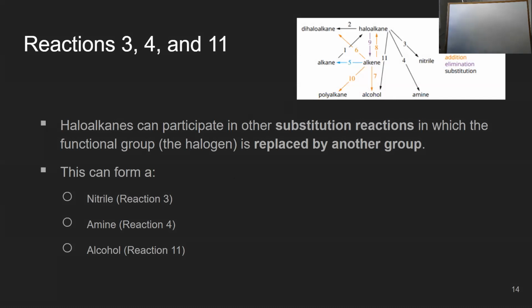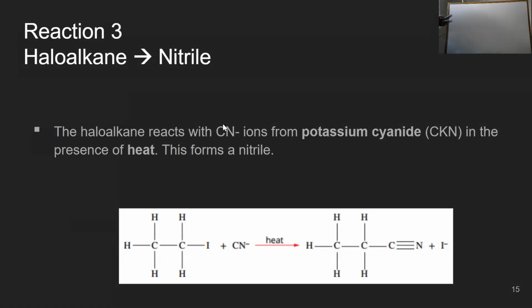So now we're looking at haloalkanes and what else they can produce. A haloalkane, through a substitution reaction, can form a nitrile, an amine, or an alcohol. And we'll go through each of these then. So, haloalkane to a nitrile.